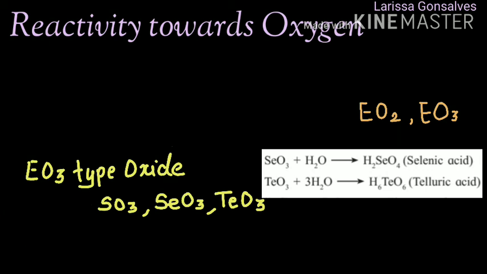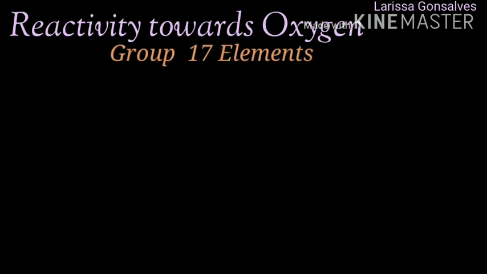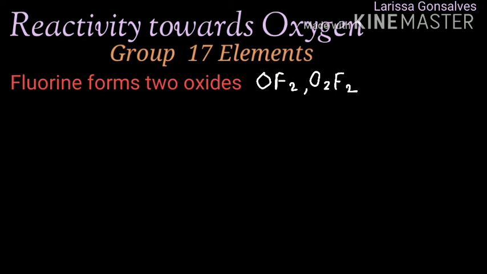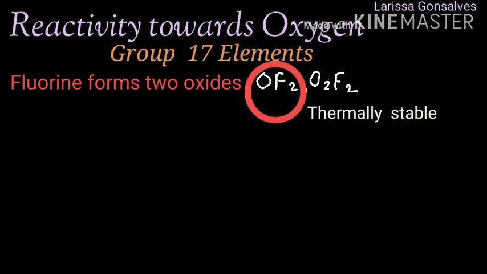Now we move on to group 17 elements. Elements of group 17 form oxides with oxygen, but most of them are unstable. Fluorine forms two oxides, OF2, that is oxygen difluoride, and O2F2, that is dioxygen difluoride. Out of the two oxides, only oxygen difluoride is thermally stable at the temperature 298 Kelvin.